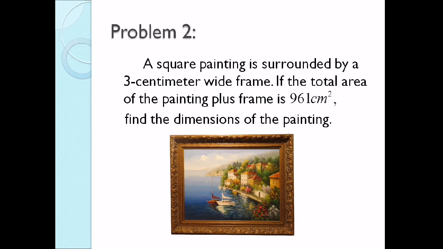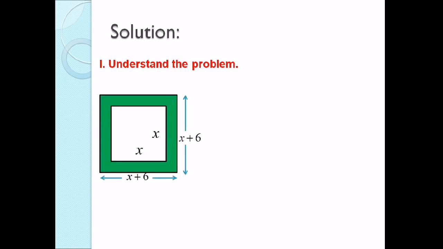And we need to understand the problem. Again, our given is a 3 cm wide frame and a total area, including the frame, which is 961 square centimeters. So in this kind of problem, we need to illustrate the problem for us to visualize what we will do. So in understanding this kind of problem, we need to draw an illustration, wherein the square inside is our painting, and the one outside is our frame, including the frame.